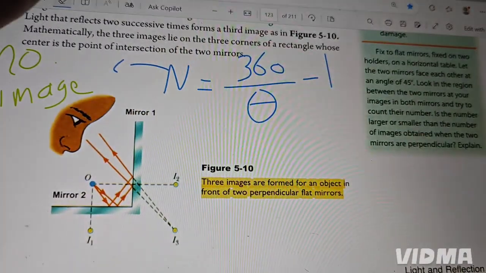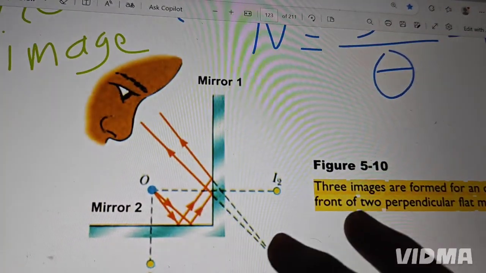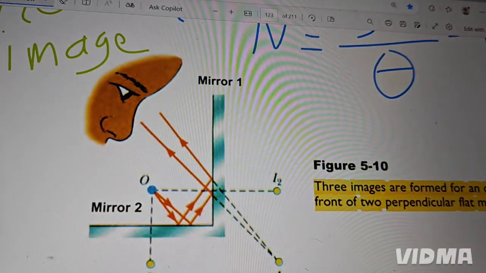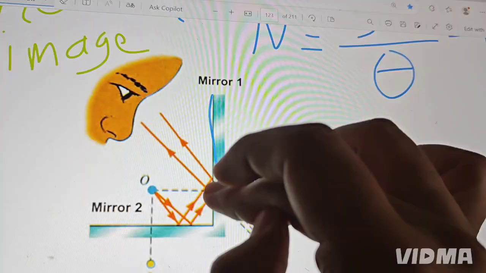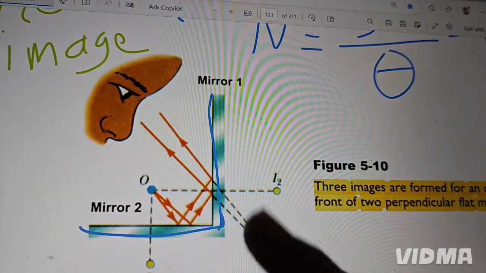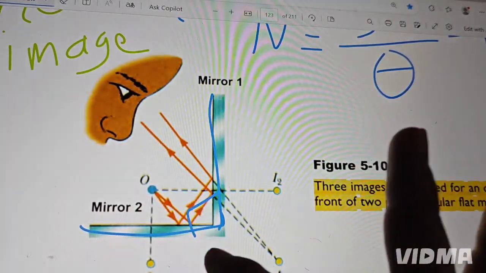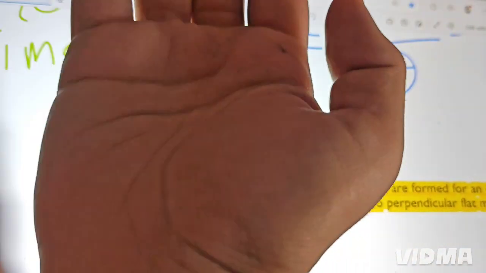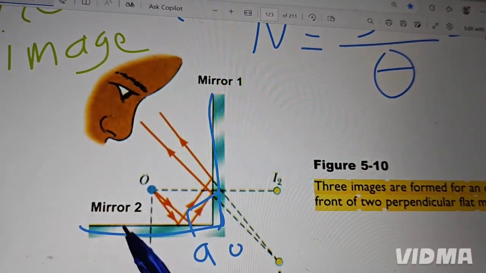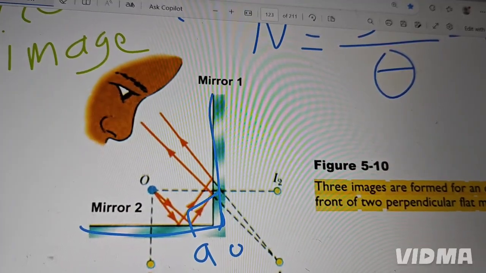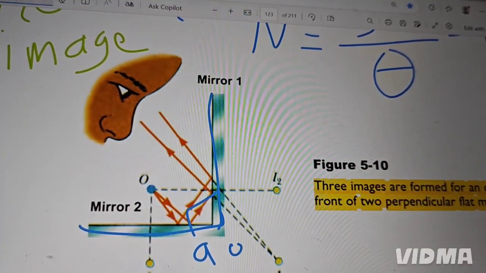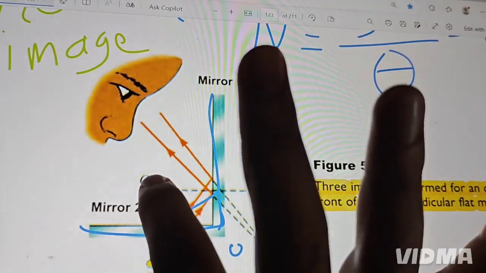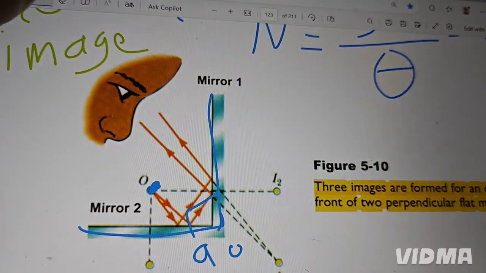Look at here. We have two mirrors, and the two mirrors are placed against each other perpendicularly. This is the first flat mirror, and this is the second mirror. The angle between the two mirrors is 90 degrees. This is the first angle, this is the second angle, and the angle between them is 90 degrees. At the same time, we are putting this O, which means object. We are putting this object here, for example.